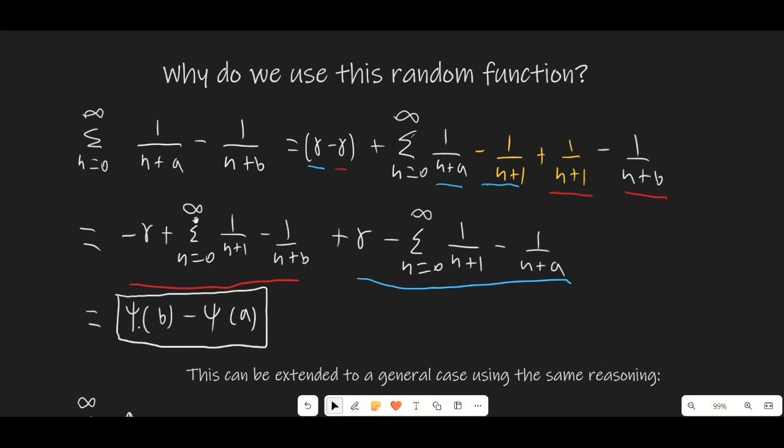So we get negative gamma plus the sum from n equals 0 to infinity of 1 over n plus 1 minus 1 over n plus b, and then plus gamma minus the summation from n equals 0 to infinity of 1 over n plus 1 minus 1 over n plus a, which is just digamma of b minus digamma of a. So if we're able to calculate the value of digamma of b and digamma of a, we can evaluate this infinite series quite easily, even if a and b are not very nice numbers.